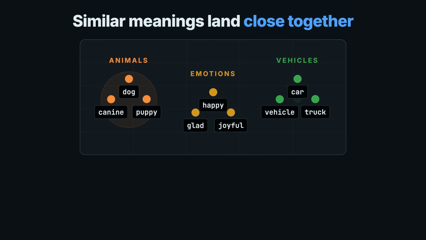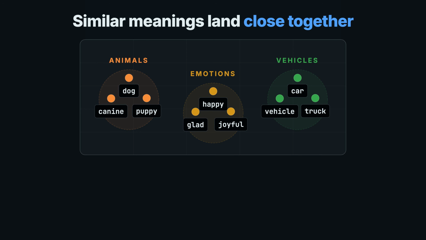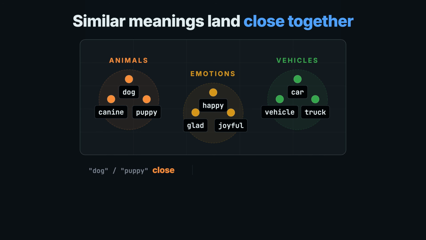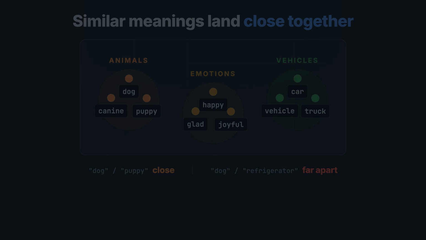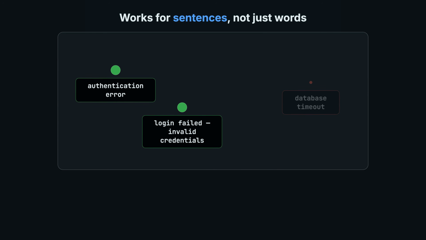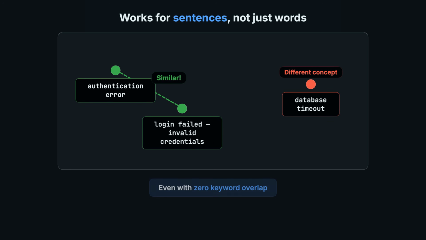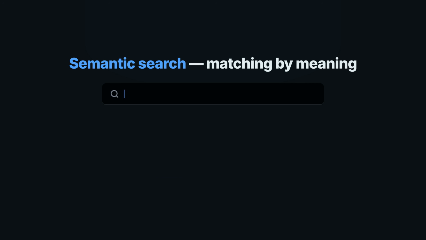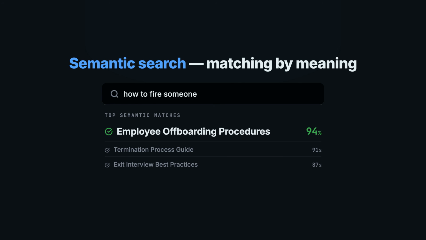What makes embeddings useful, they're trained so that similar meanings land close together in this space. Dog and puppy, close. Dog and refrigerator, far. And this works for entire sentences, not just single words. Authentication error and login failed, invalid credentials, end up near each other, even though the words barely overlap. This is what makes semantic search possible. You're comparing meanings, not keywords. How to fire someone matches offboarding procedures. Zero keyword overlap, close meaning.